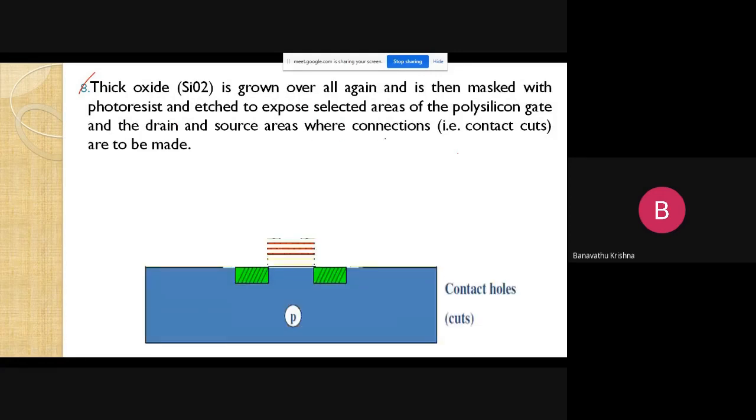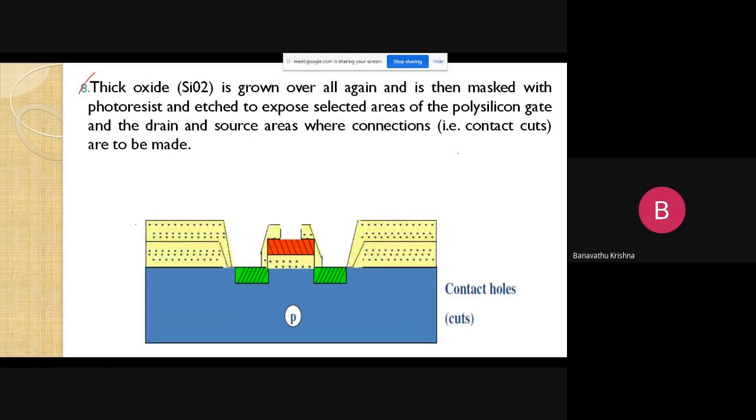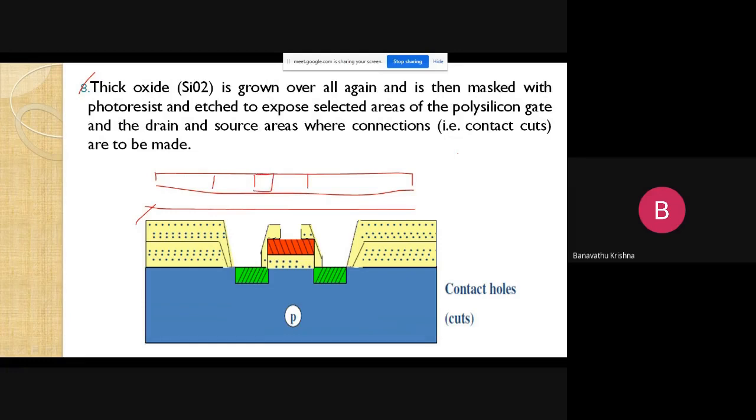Let us see here. This is the region. Generally, this is the thick oxide layer. The thick oxide layer covers the entire surface, and again the photoresist layer is covered, and then masking is given here where we need to make the connection. That area is shielded here, and this area is shielded, and this area is going to be shielded, and this area is going to be shielded.